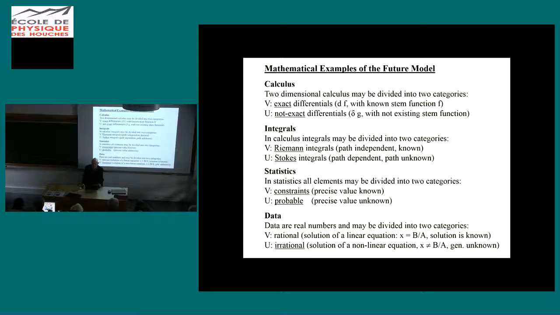And our data are real numbers. Real numbers may be divided into two categories: rational numbers. They are solutions of linear equations, and the solution is always known. And we have irrational numbers. They are solutions of nonlinear equations, and they are very difficult to solve.